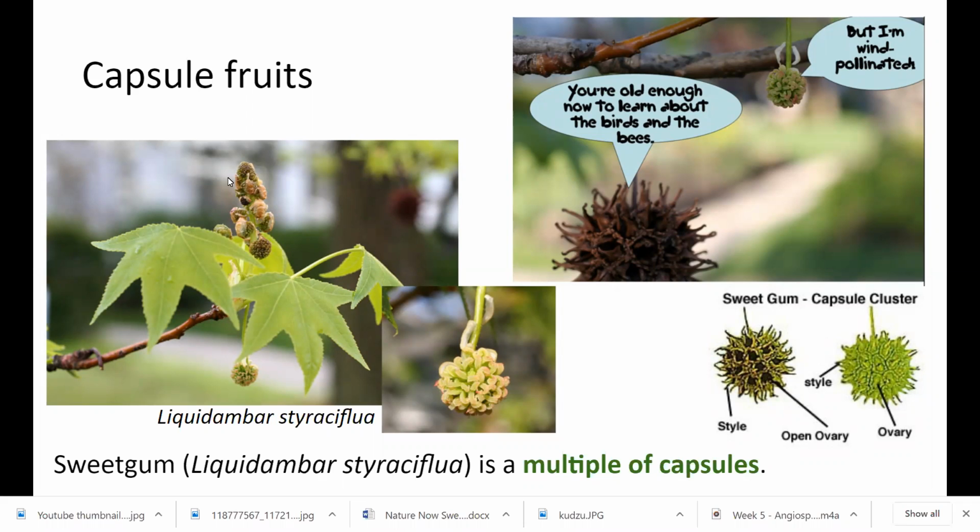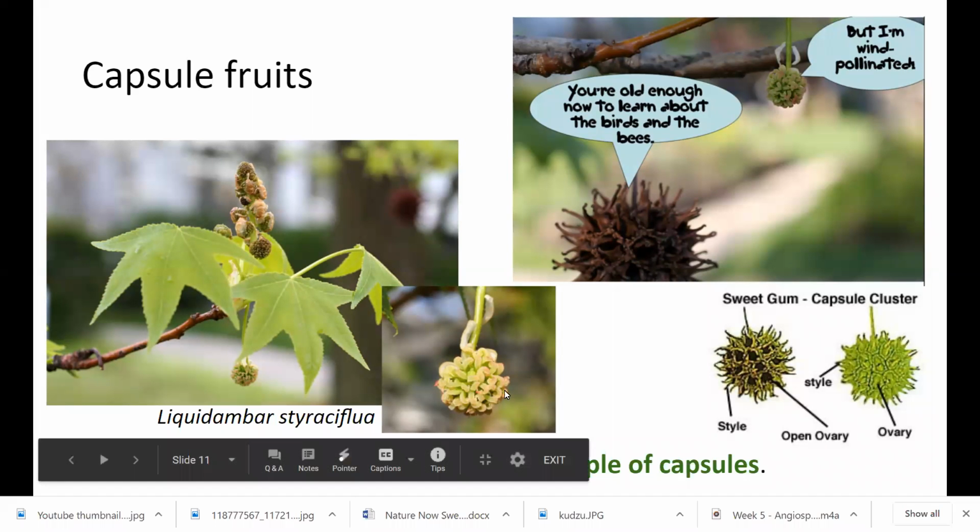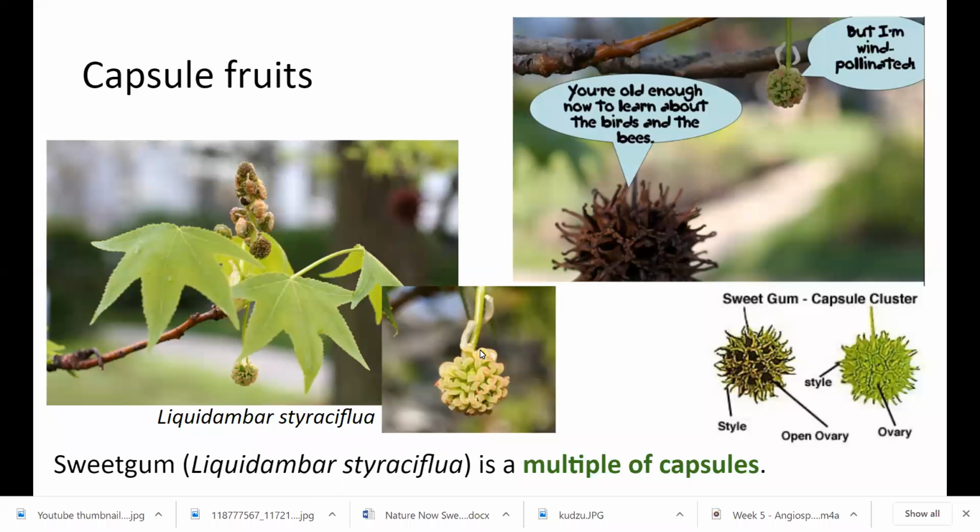So when you're thinking about multiples, this photo on the left shows that each of those is a tiny individual flower. And you can see that a little bit better on this inset photo, right? So multiple flowers that are clustered together that make a fused or compound fruit. In this case, it's a multiple of capsules.